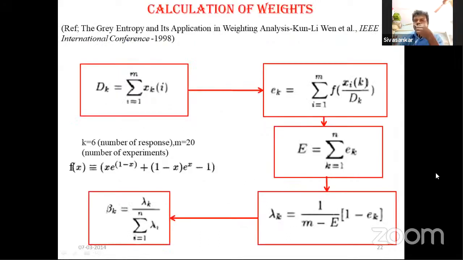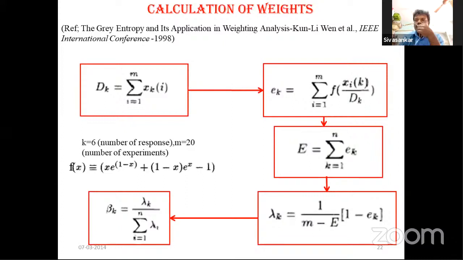Next. So these are the steps to find the weights. First, x of i means the value of a particular output, where k is the number of responses. Here in this particular experiment, the value of k is 6 because we have taken 6 responses. And m is the number of experiments. For this particular case, we have 20 experiments. Therefore, the value of m is equal to 20.